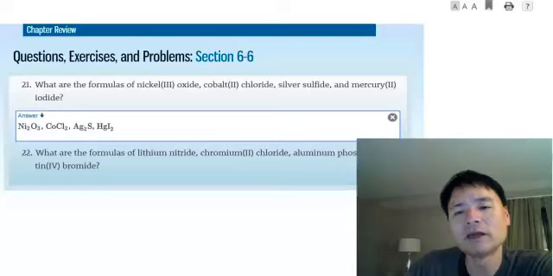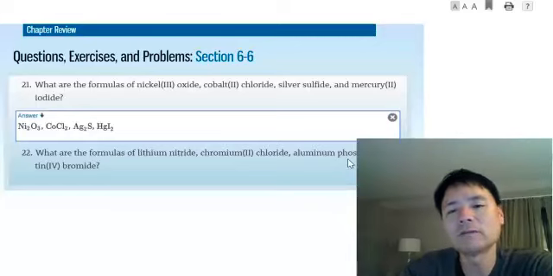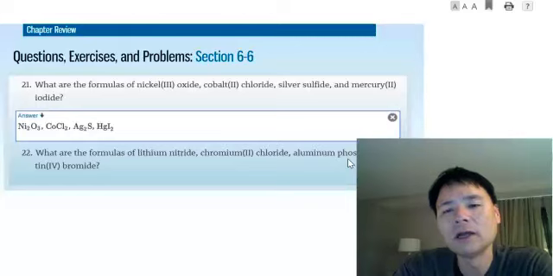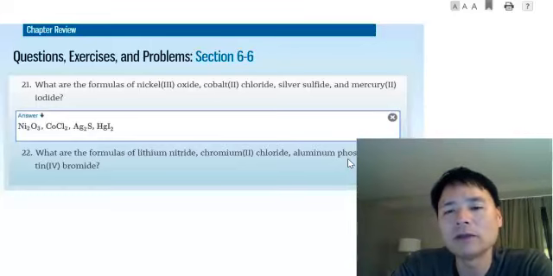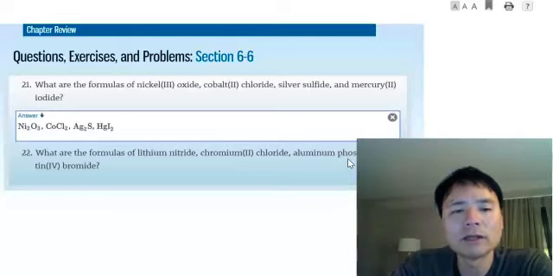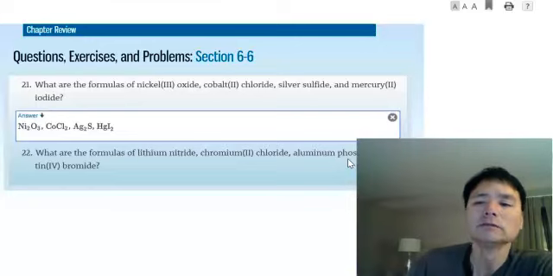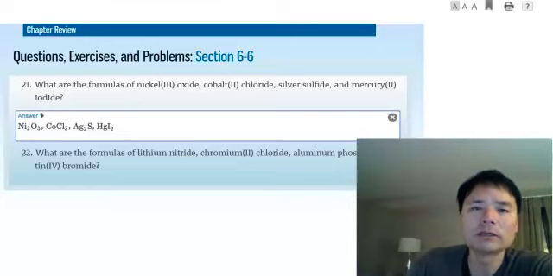Aluminum phosphide. Phosphide is right underneath nitride, and so phosphide would be a P3-. Aluminum is an Al3+, so it just balances out. And so we just need a 1-to-1 Al-P. That's it. And then tin 4 bromide. So we have tin at +4, and bromide's a -1, so we'll need 4 of the bromides to balance things out. So it'd be SnBr4. Okay, let's move on here.